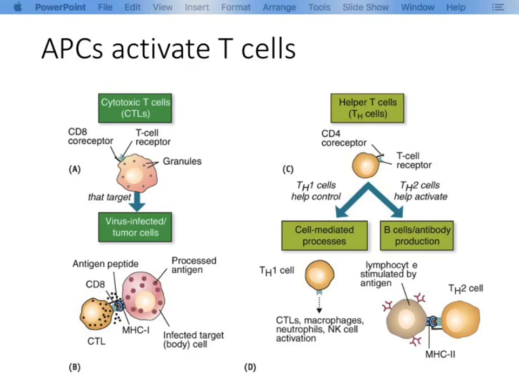Do the NK cells identify the harmful cells? They do. We'll come back to that. We might cover it today. We might have to wait until Friday, but we'll cover it.